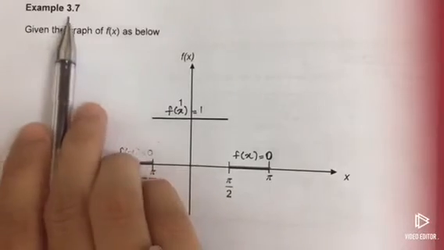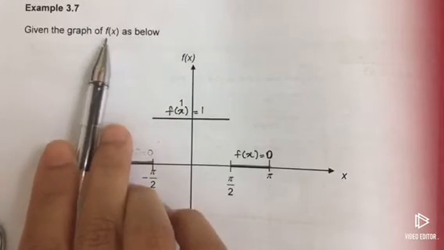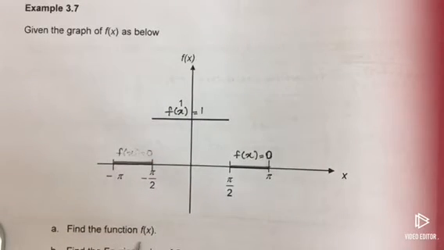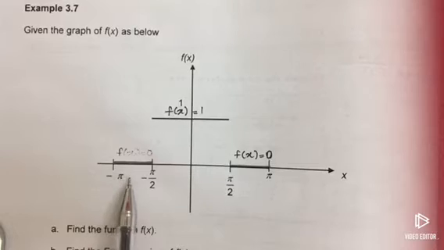Example 3.7. Given the graph of f of x as below. Find the function f(x). Find the Fourier series of f(x). To find the function f(x), we can identify the first interval.